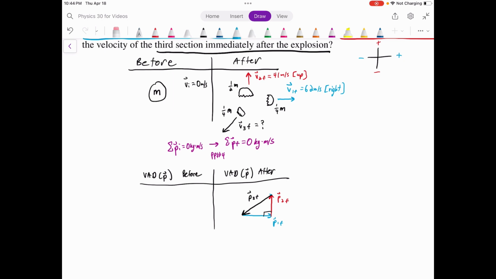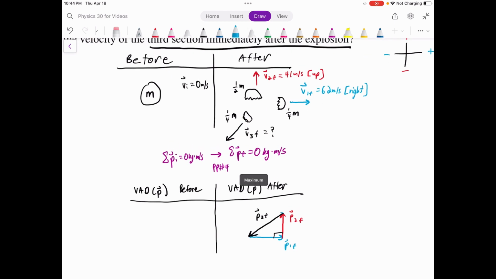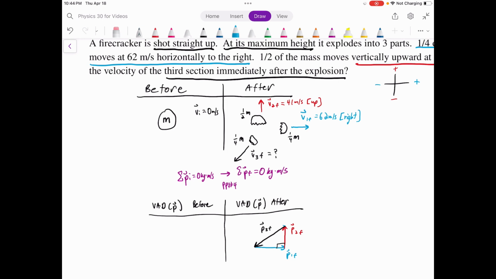The nice thing here is we don't actually have to separate either of these into their x and y components, because again, this is all x, no y. This is all y, no x. So V2 final's y component is just this, 41 meters per second up. Its x component is just 0, right? And vice versa here. 62 meters per second is V1 final's x component, and 0 is its y component, okay? This has both x and y components, and that's what we're going to do to solve this problem, right?